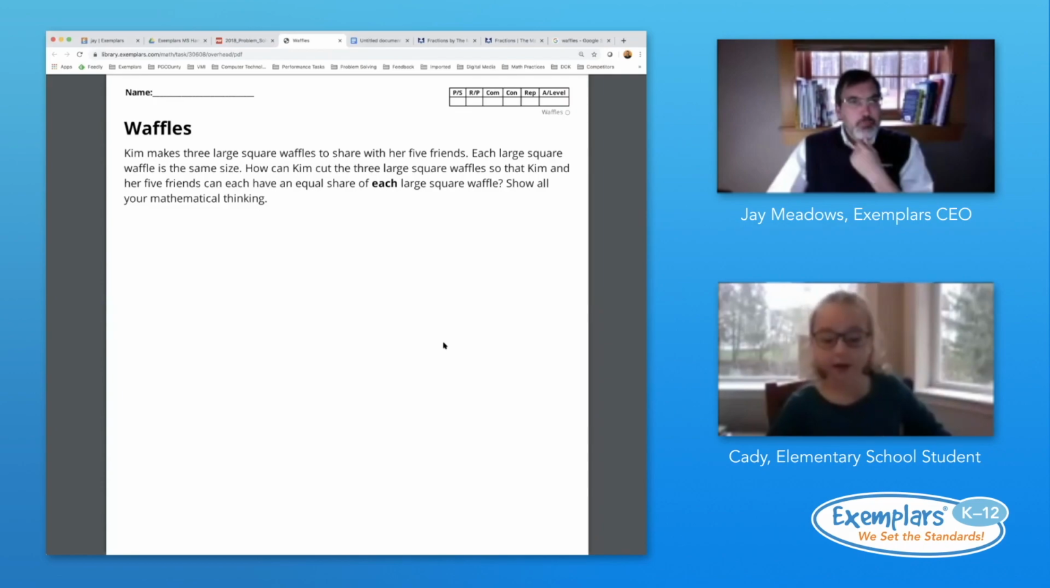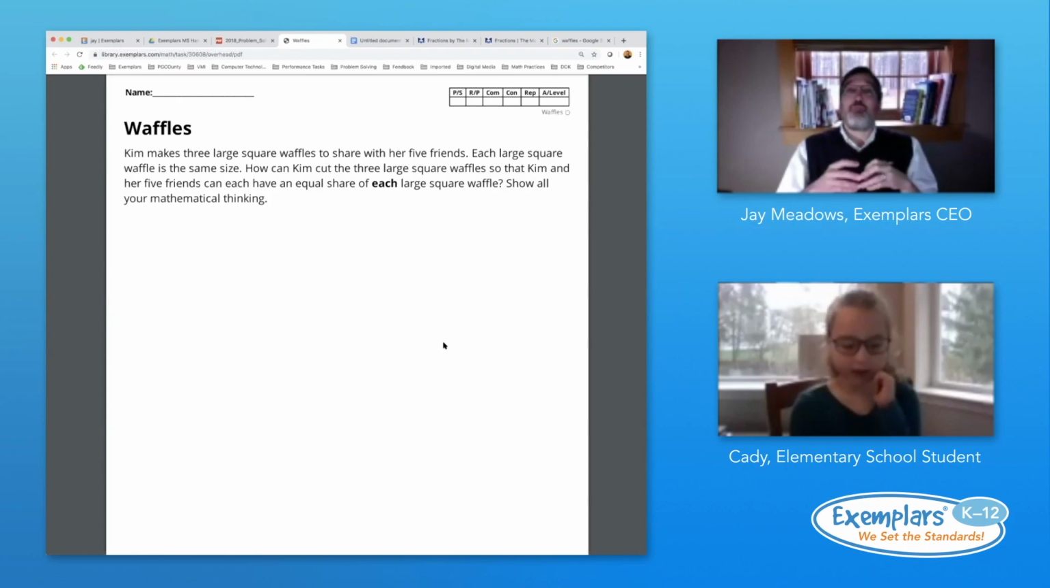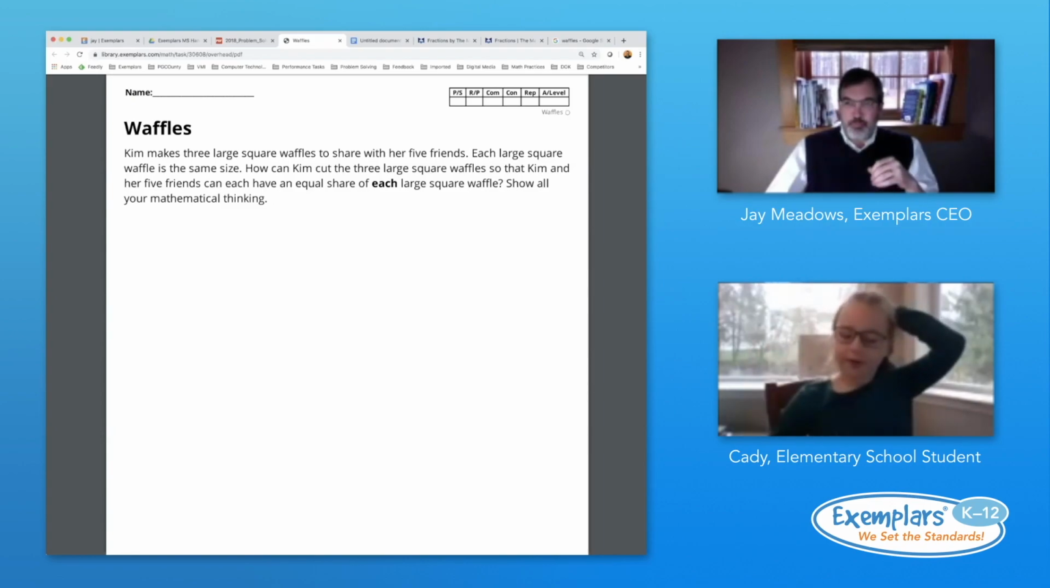How can Kim cut the 3 large square waffles so that Kim and her 5 friends can each have an equal share of each large square waffle? So I think cutting is important, and I also think we should underline Kim and her 5 friends. They need to get an equal share of each large square waffle. Another important thing is showing all of our mathematical thinking.